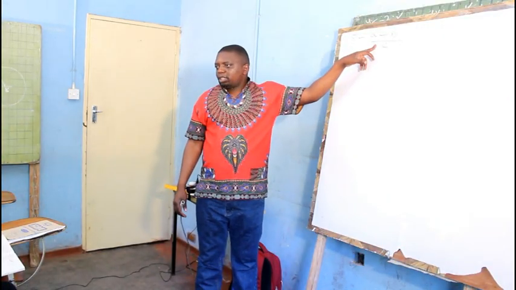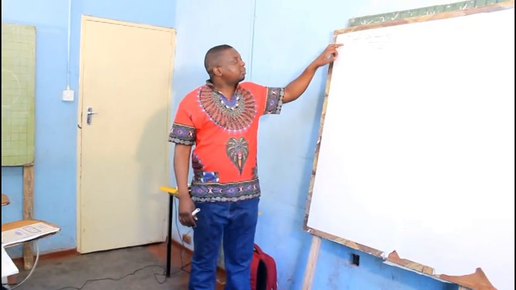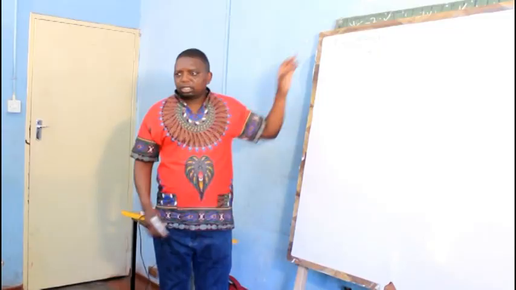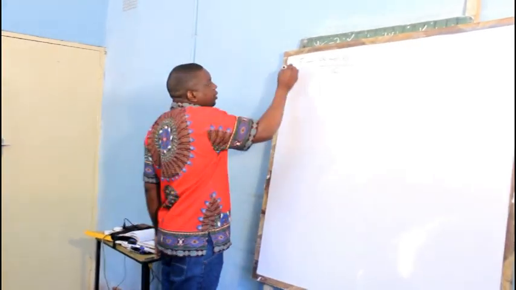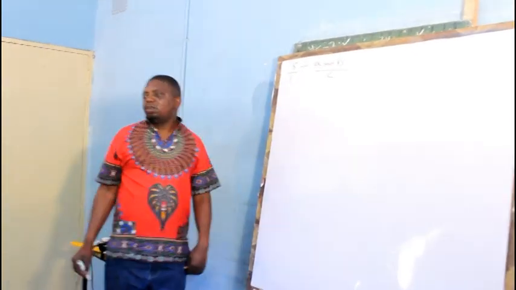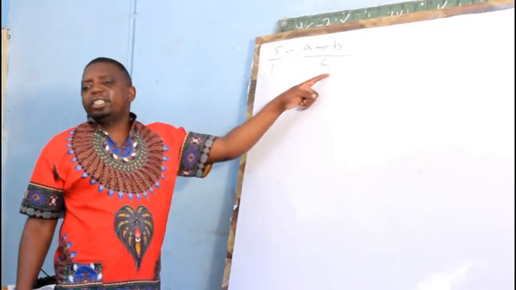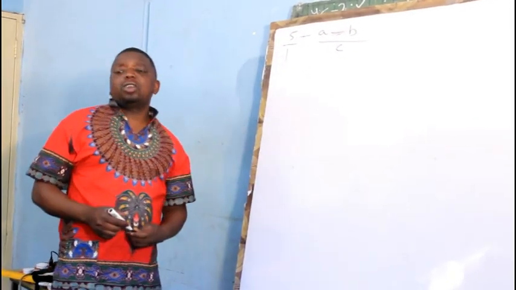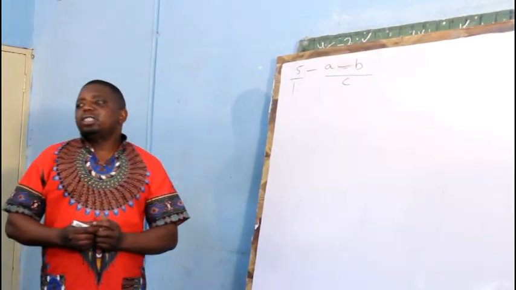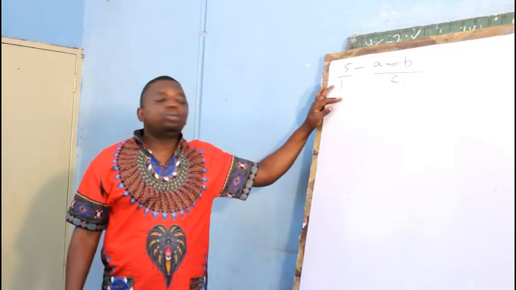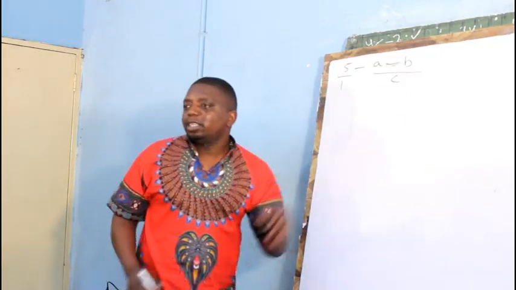This one is a fraction, isn't it? So let's express 5 as a fraction. 5 as a fraction becomes 5 over what? 1. And then we look for the lowest common denominator. We are considering the smallest number that is exactly divisible by both 1 and what? C.